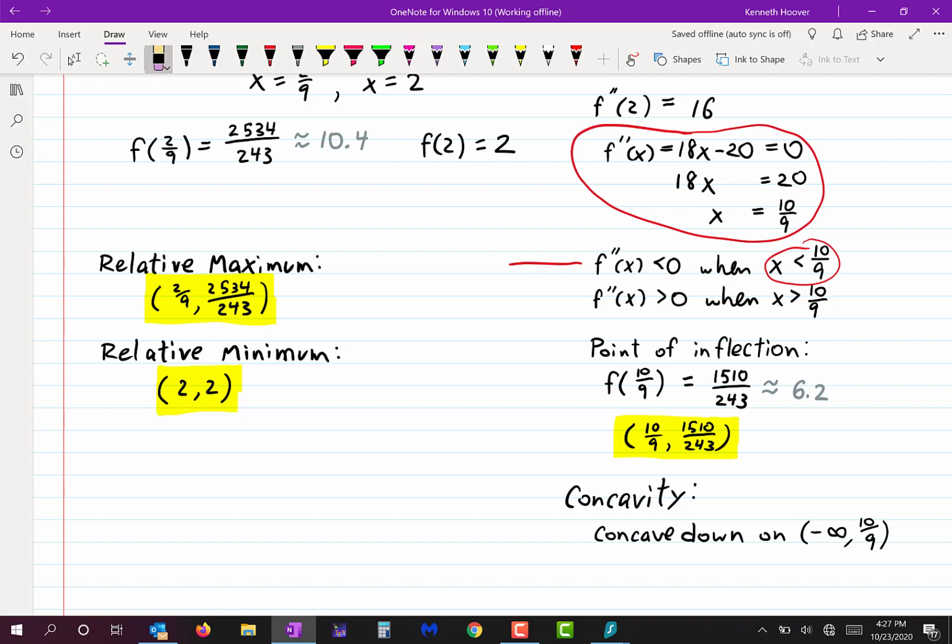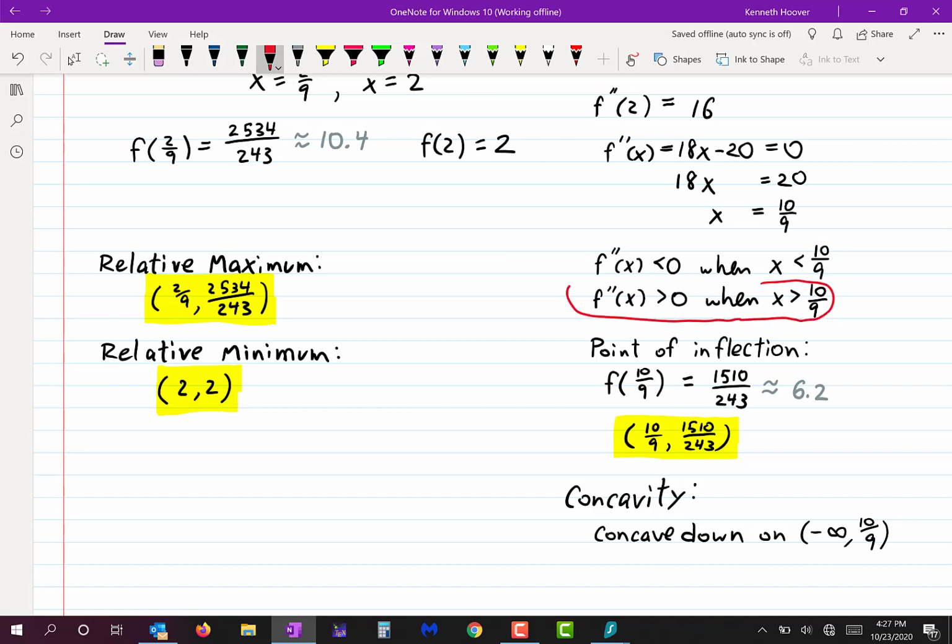Okay, what else did we find out? We found out when you plug in a number bigger than 10/9, the second derivative will be positive, which means the graph will be concave up, on the interval from 10/9 to infinity.